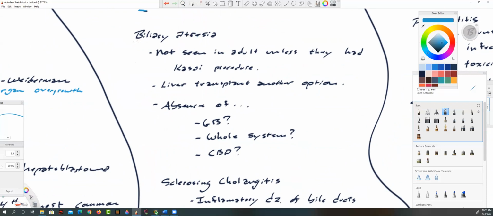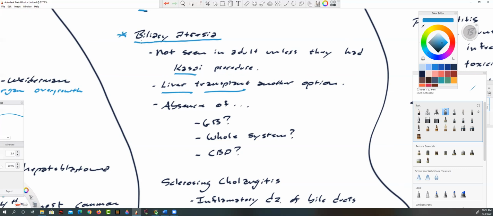Okay, I said we talked about biliary atresia again. Not seen in the adult unless they had a Kasai procedure. And that's where they would, well, it wouldn't be a reattachment, it would be an attachment of the liver, biliary, whatever is left of the biliary system to the duodenum. That's the Kasai procedure. Not seen in the adult because if this person didn't have a Kasai procedure or a liver transplant as a young child, they would not be alive today. So if you see an adult with a liver transplant, it could be because of biliary atresia as a child or as an adult. This occurs in adults as well.